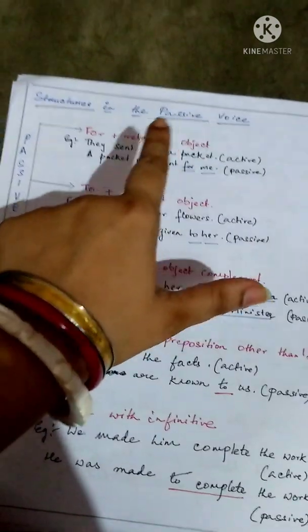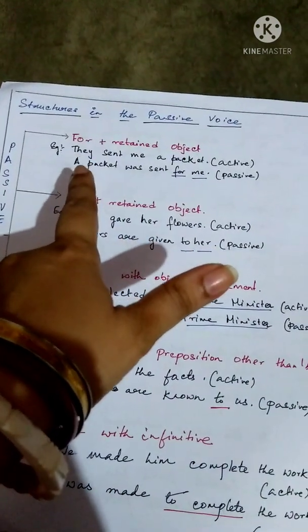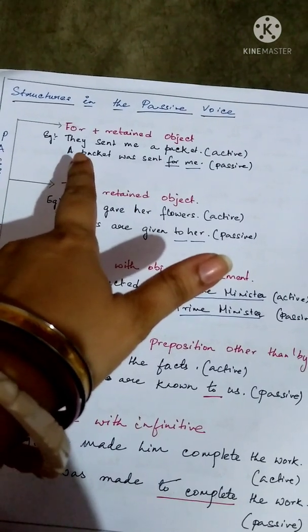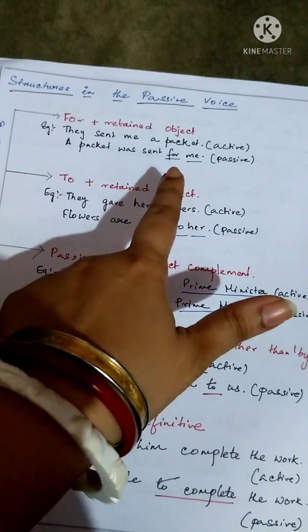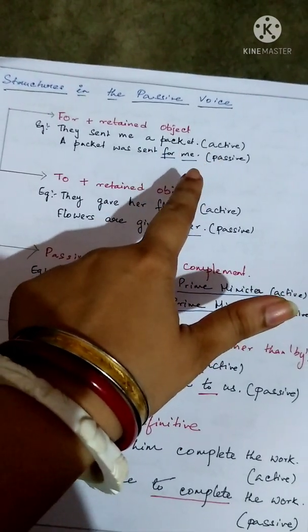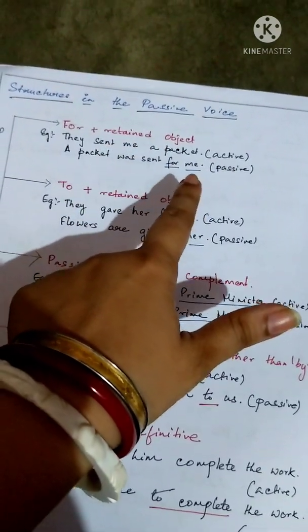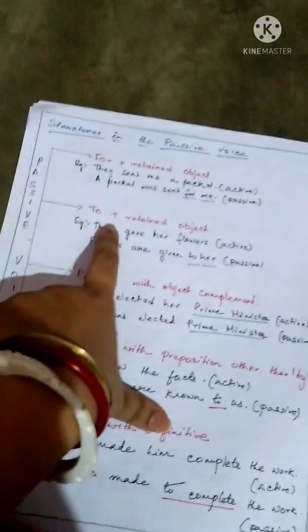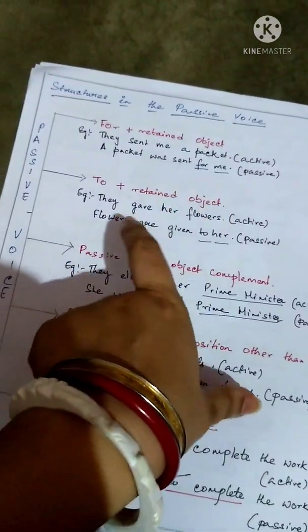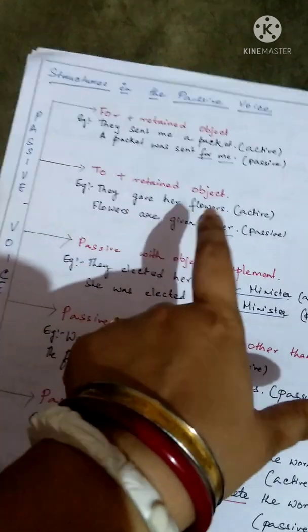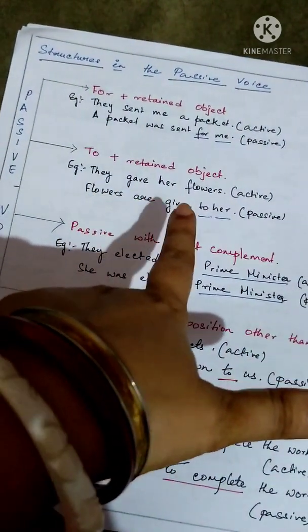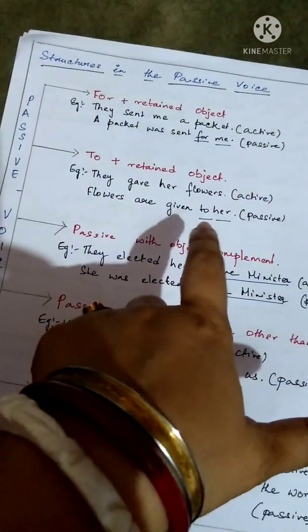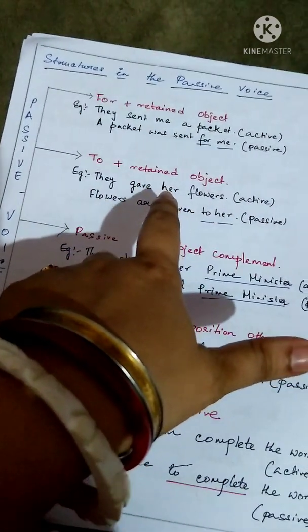Active voice. In passive, a packet was sent for me. So for with that me is the retained object. Okay. Next one. To plus retained object. They gave her flowers. Active voice. In passive, flowers are given to her. To her. See, her is the retained object here.